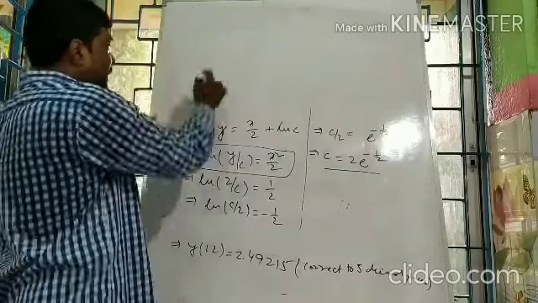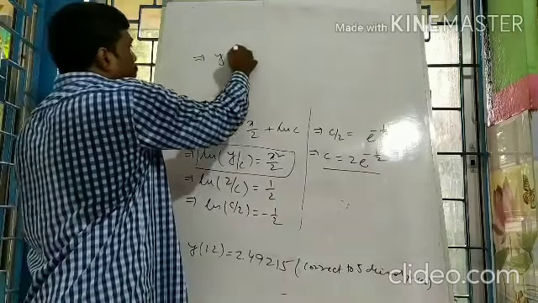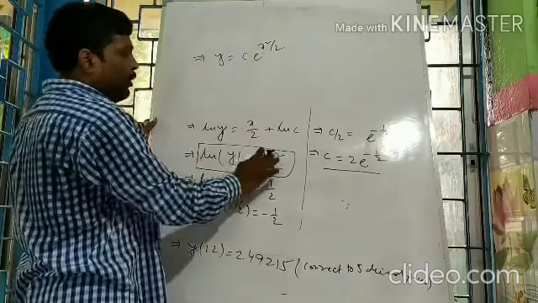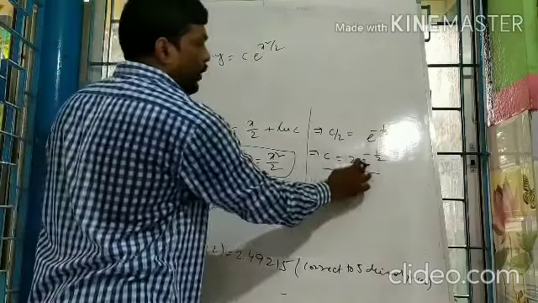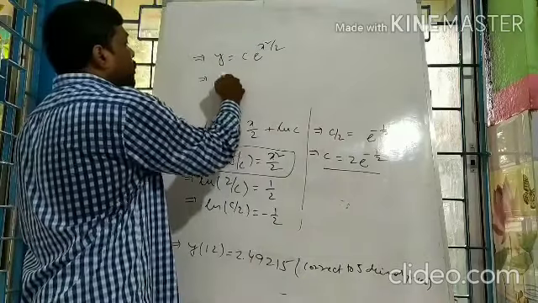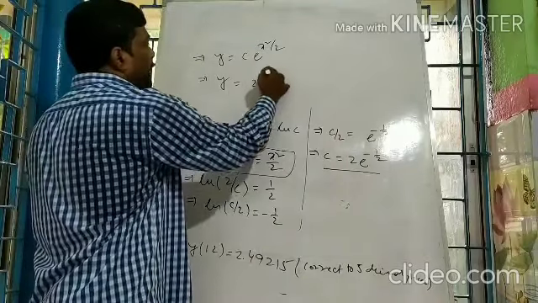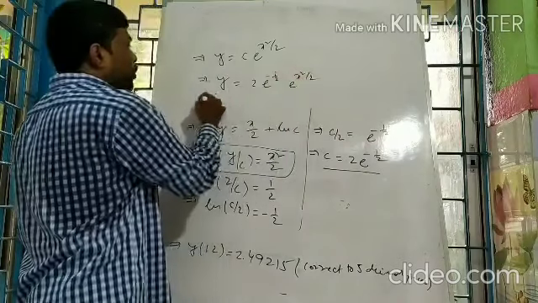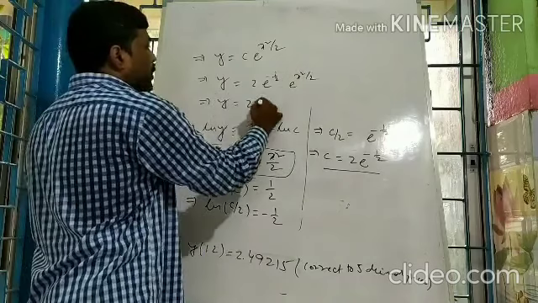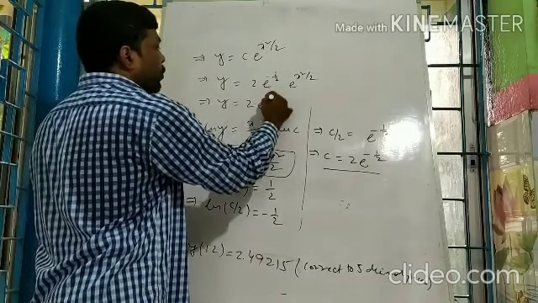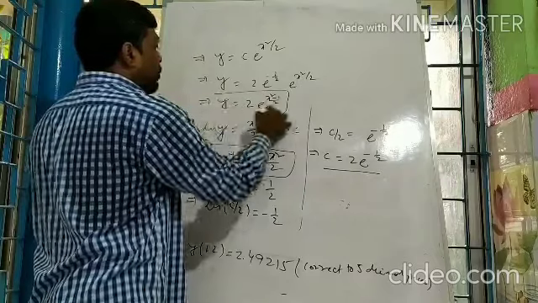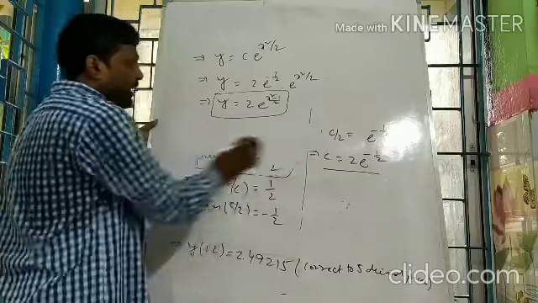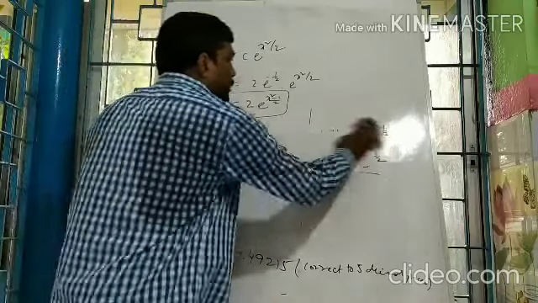We can find y: y equals c into e to the power x square by 2. Now c is 2 into e to the power minus half. So y equals 2 into e to the power minus half into e to the power x square by 2. So y equals 2 into e to the power (x square minus 1) by 2. Okay, this is the exact solution.